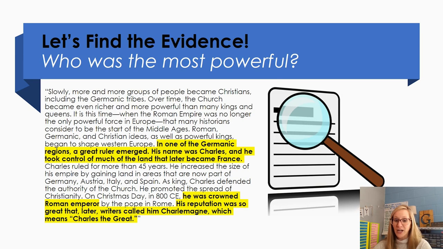Charles the Great. In one Germanic region, a great ruler emerged, it says in the first highlighted sentences. His name was Charles, and he took control of much of the land that later became France. At the bottom, we also have text support to support who was the most powerful. And it says he was crowned Roman emperor. His reputation was so great that later writers called him Charlemagne or Charles the Great. All of this text evidence helps support who was the most powerful during this time period. Let's continue on, readers.